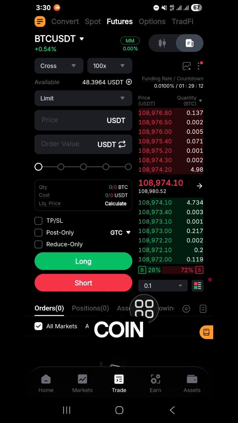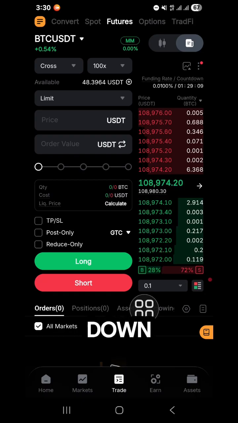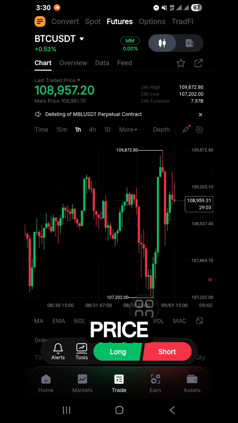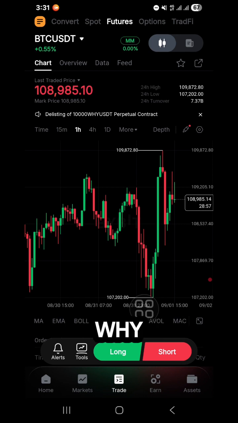And if you short the coin and the price goes down, you're going to make profit. The only time you're going to lose is if you predict that the price of Bitcoin is going to go up, you long, and then the price starts coming down, which means that it is going against your prediction, so you are going to lose.